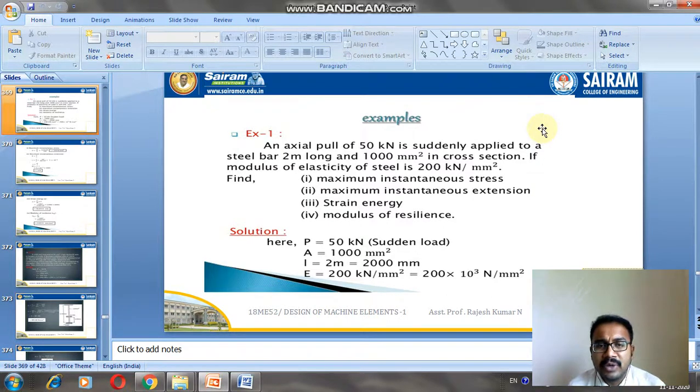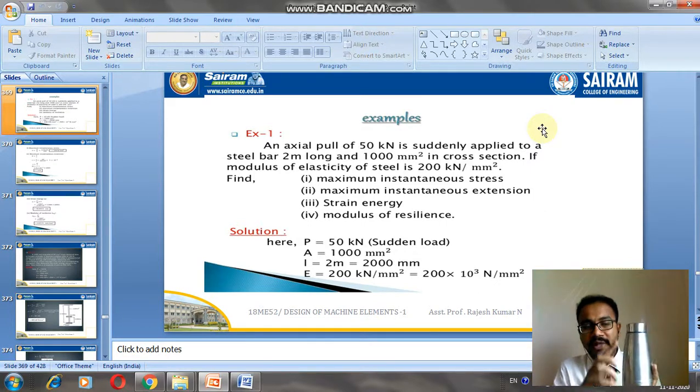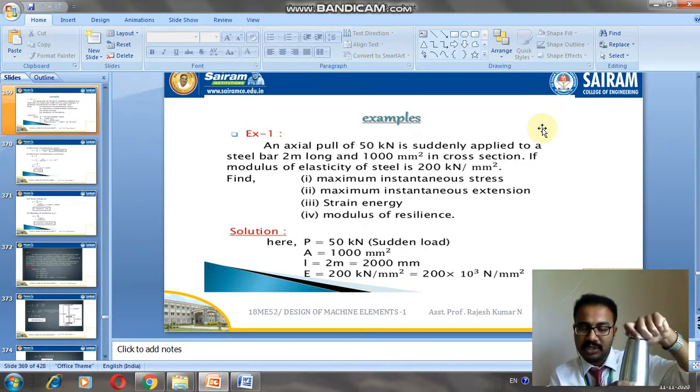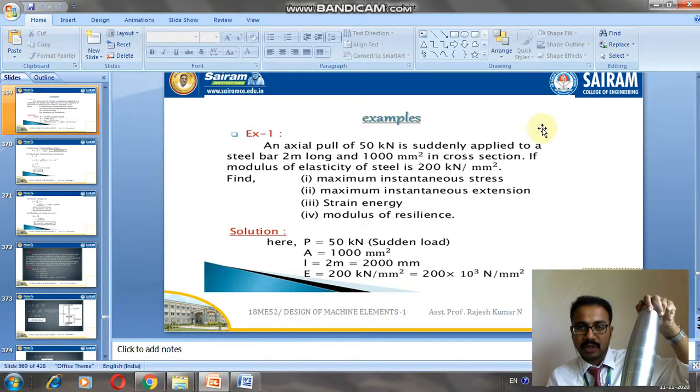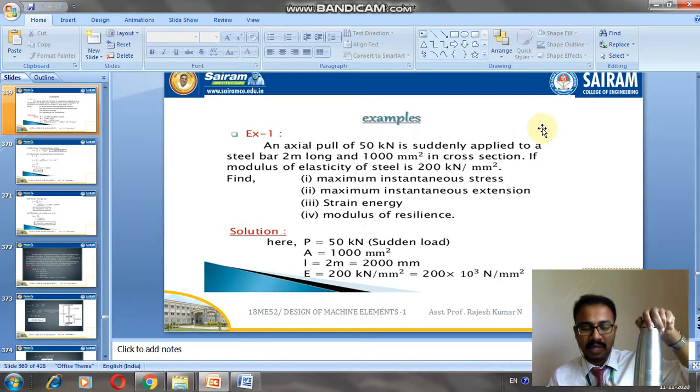You can see this particular problem. The very first line, we can understand impact load based on the axial pull. So along the rod, the load is falling. The amount of load falling on the rod collar is 50 kilonewton, and it is suddenly applied to a steel bar of 2 meter long. So there is a vertical rod of length 2 meter, where assume that this end is fixed, obviously supposed to be fixed because that is a condition of the impact load problems we discussed. So it is fixed here, and this is the 2 meter rod, and the cross section they have mentioned is 1000 square mm. That is fine.